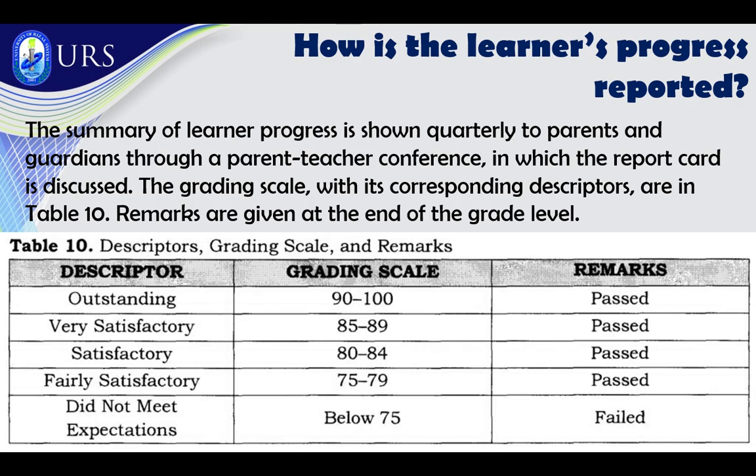So, kapag outstanding, makikita natin yun na 90 to 100, and ang descriptor po ng mga yan is outstanding, very satisfactory, satisfactory, fairly satisfactory, or did not meet expectation. So, yung lastly po, below 75 na po yung grade na yan. At pag yun po ang grade ng isang bata, is failed ang remarks na ibibigay ng teacher. Pero from outstanding to fairly satisfactory, ay magbibigay po ng pass remark ang teacher sa grade.